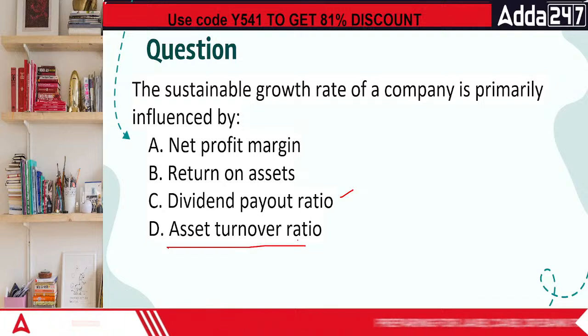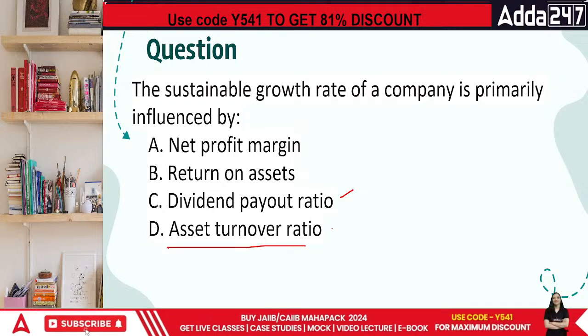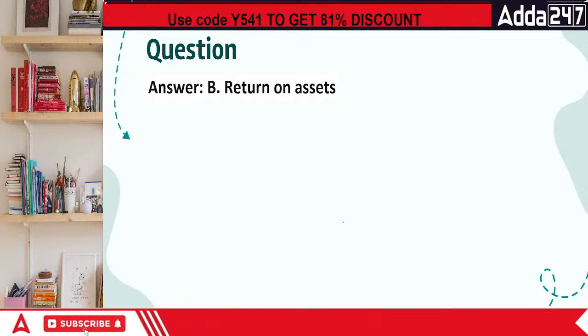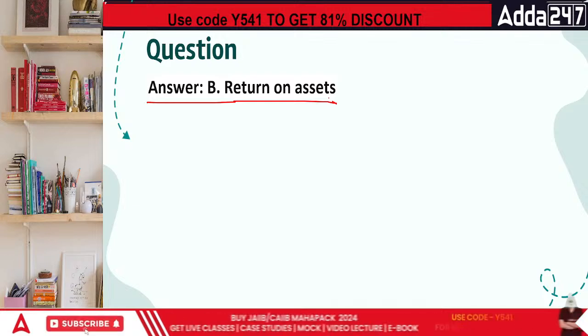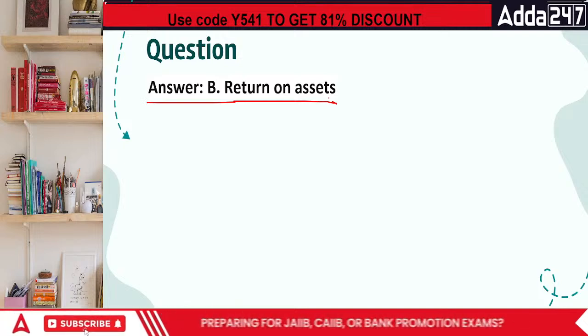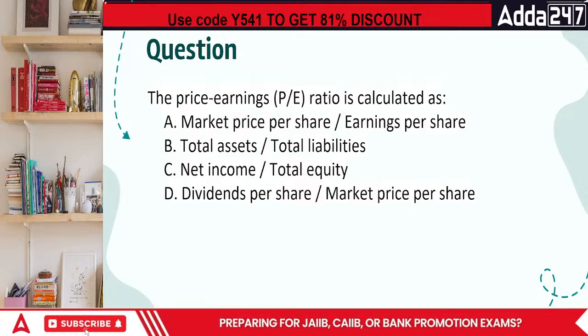And then comes asset turnover ratio. Asset turnover ratio means the ratio which is relationship between sales and assets. The correct answer is return on assets. Done. Next question.